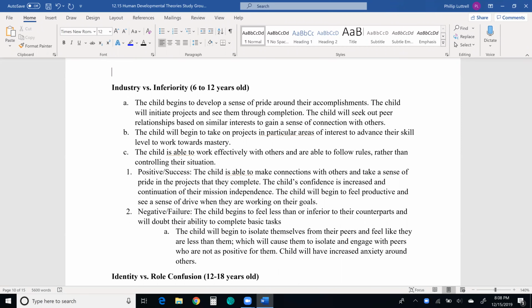situation. Prior situations, you were taking initiative, being your own boss. Industry, you kind of fall back into that assembly line and figure out what will work for you, what will not work for you. So if done adequately, you will have a sense of accomplishment, industry, being able to build up your own situation. So a positive or success, the child is able to make connections with others and take a sense of pride in the projects that they complete.